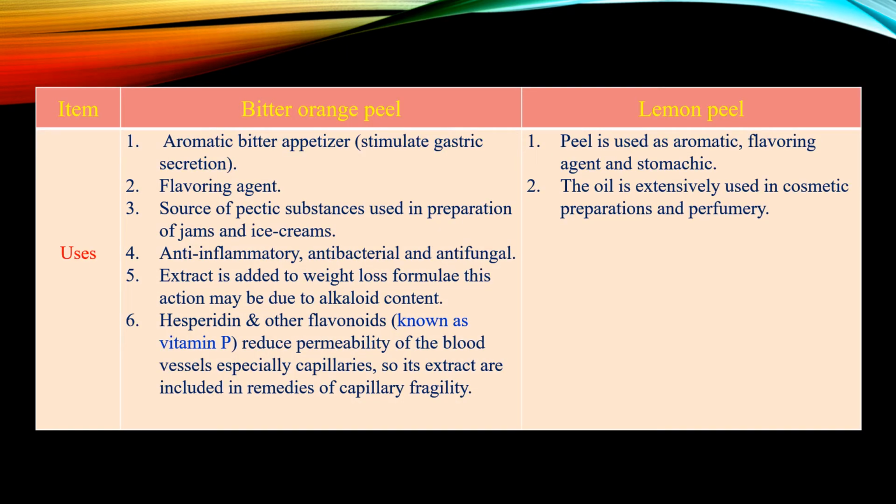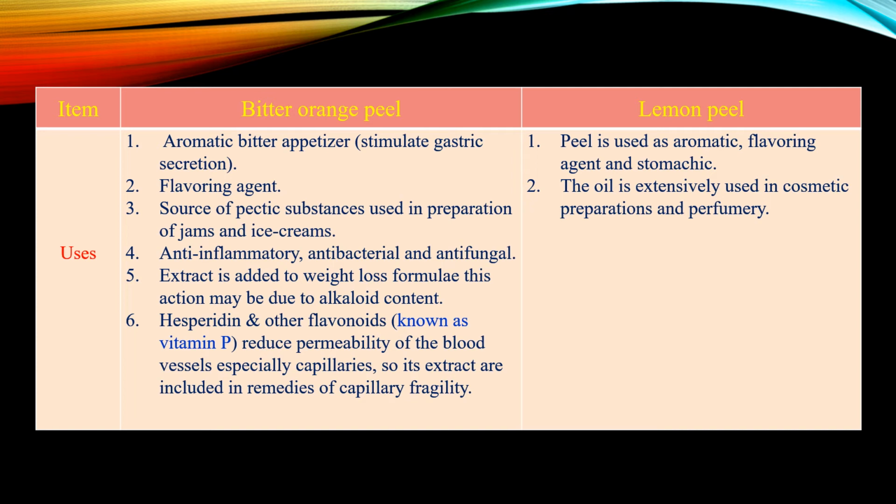The bitter orange peel is used as an aromatic bitter appetizer, stimulating gastric secretion, and as a flavoring agent, a source of pectic substance used in preparation of jams and ice creams. It has anti-inflammatory effect, antibacterial and antifungal. The extract of bitter orange peel is added to weight loss formulations to increase metabolism, maybe due to the presence of alkaloids.